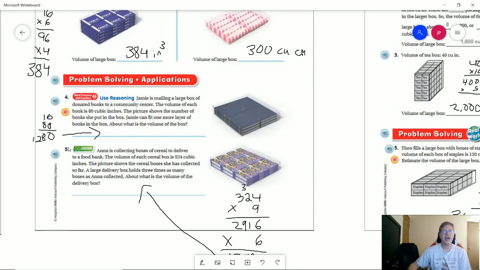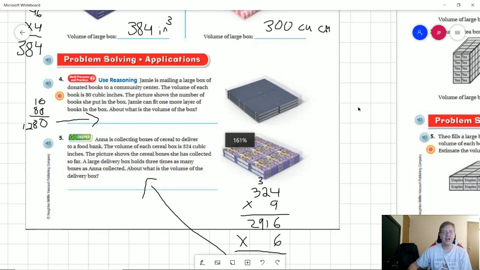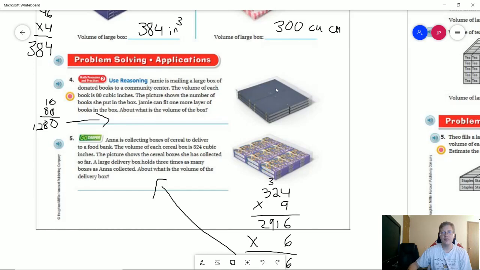So to start off, I did say that I would potentially go back and look at these two problems. For number 4 and number 5, we started with 12 books here. If we add one more layer, that would give us 16 books. We can do 16 times 80 to get 1,280 cubic inches for number 4.